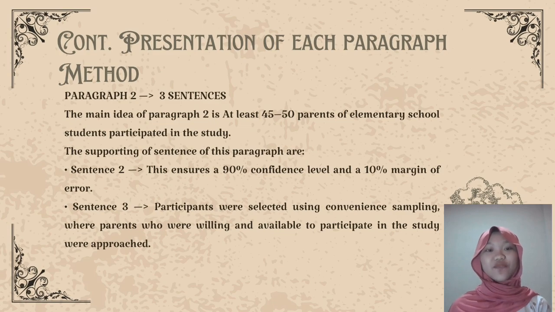Okay, next is paragraph 2. In paragraph 2, I have 3 sentences. The main idea of paragraph 2 is at least 45 to 50 parents of elementary school students participate in the study. The supporting sentences of this paragraph are: sentence 2 contains, this ensures a 90% confidence level and a 10% margin of error. Sentence 3 contains, participants were selected using convenience sampling, where the parents who were willing and available to participate in the study were approached.